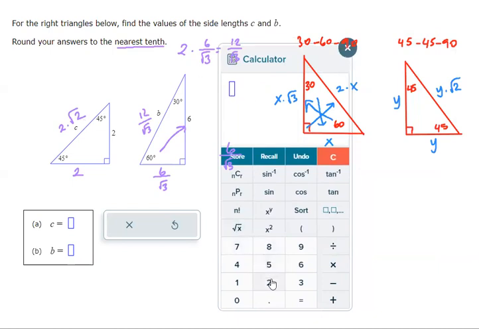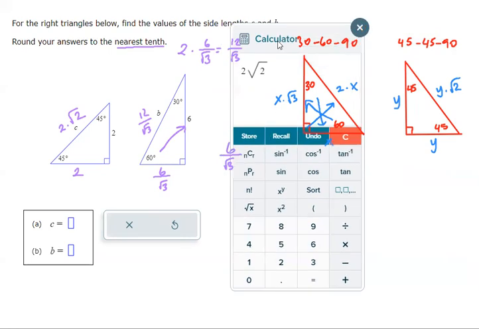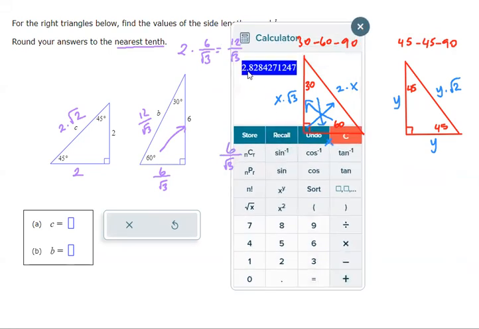So 2 root 2, so this is 2 and then times square root of 2. And that would be our first number, which is 2.82. But we are looking for the nearest tenth, so that should be 2.8, right? So for b, that's 12 over root 3. So I will just divide 12 by square root of 3, which is 6.9.